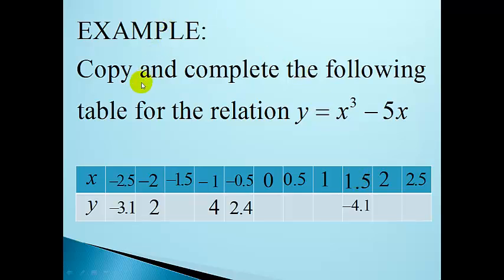Now, example, copy and complete the following table for the relation y equals x cubed minus 5x. Now, I give this to you as an exercise. The relation given is y equals x cubed minus 5x. The x values are there, so it is up to you to substitute in place of x, and we see the corresponding y values.